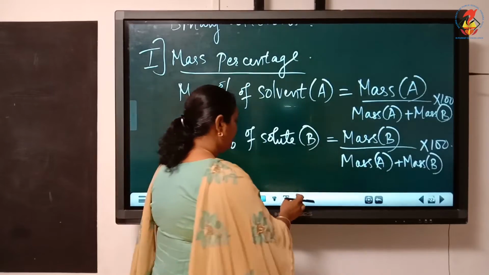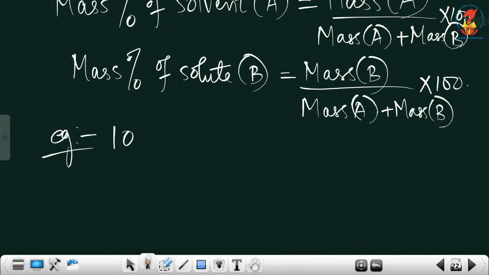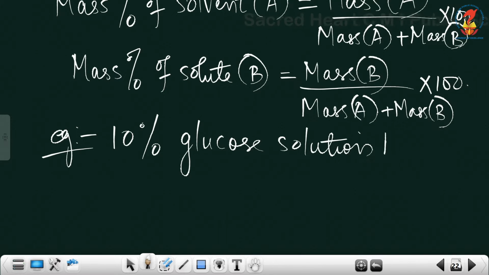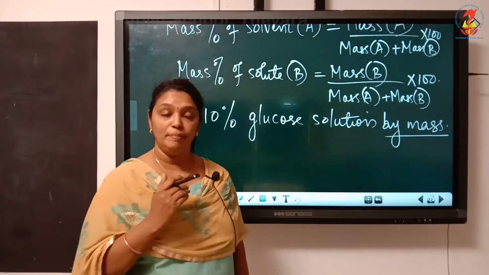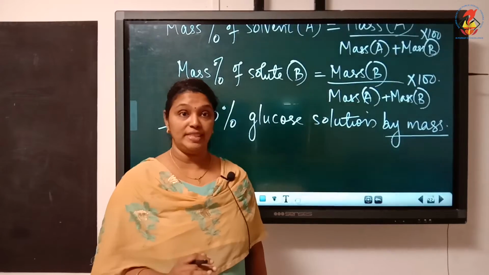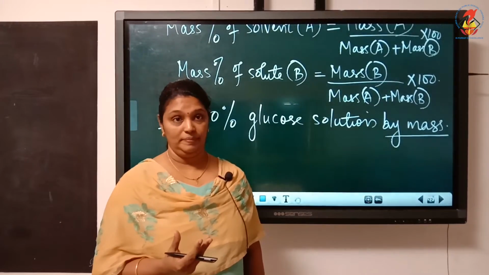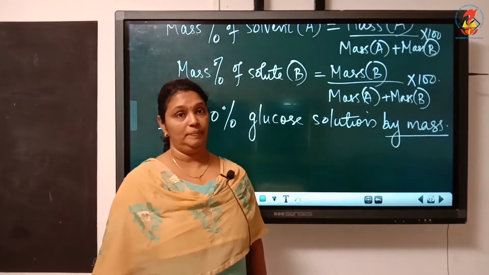Now, example. Suppose you see 10% glucose solution by mass. What is the meaning of this sentence? 10% glucose solution by mass. It means that 10 gram of glucose is dissolved in 90 gram of water, so that the total mass of the solution is 100 gram.